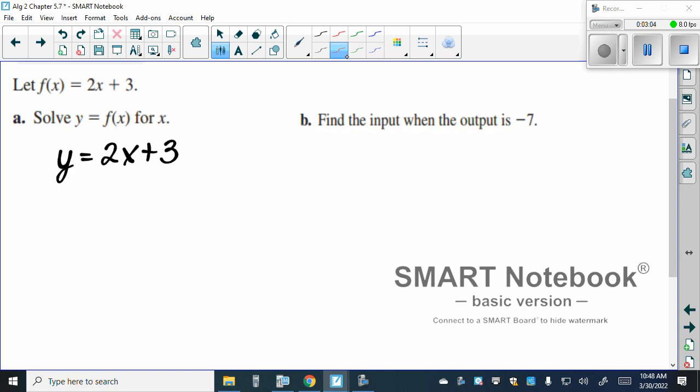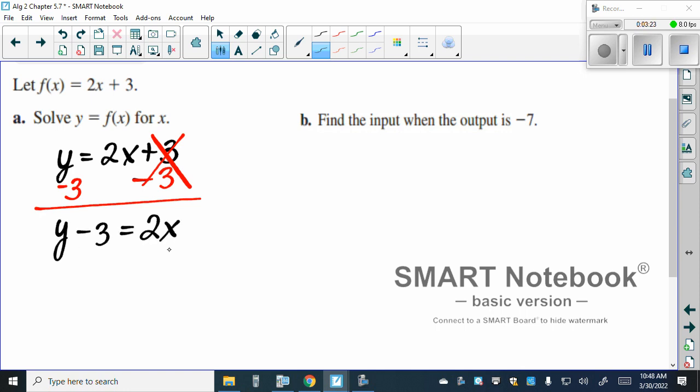And to do that, what is the first thing we need to do? We need to subtract 3 from both sides. Because here, 3 minus 3 would give us 0, telling us y minus 3 is equal to 2x. So again, we did move some of the terms over, and we are closer to getting x by itself.